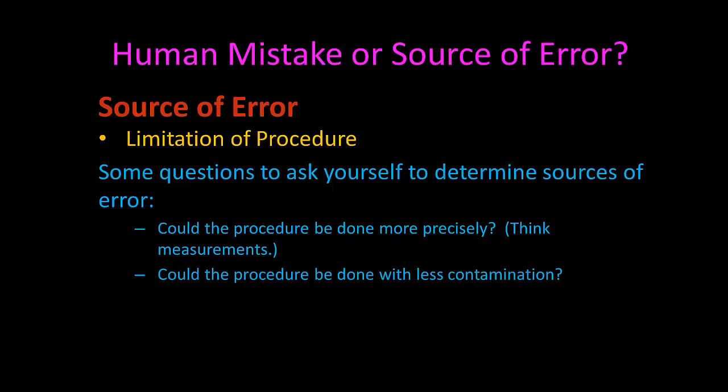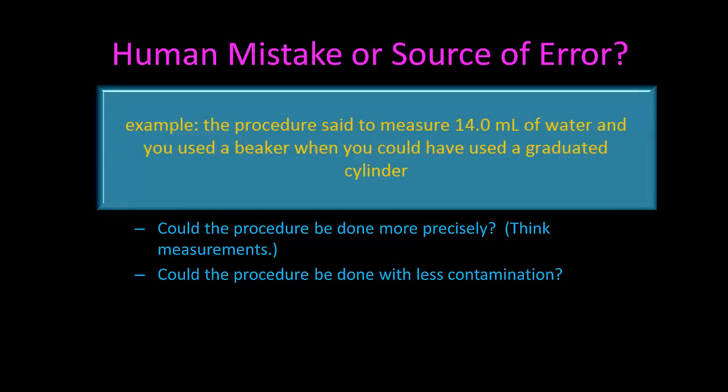Next question you might want to ask yourself is, could the procedure be done with less contamination? An example would be using the same piece of weighing paper to weigh different chemicals. An unseen chemical could remain on the weighing paper and then mix with the next chemical. So if the answer to this question is yes, it could be a source of error.